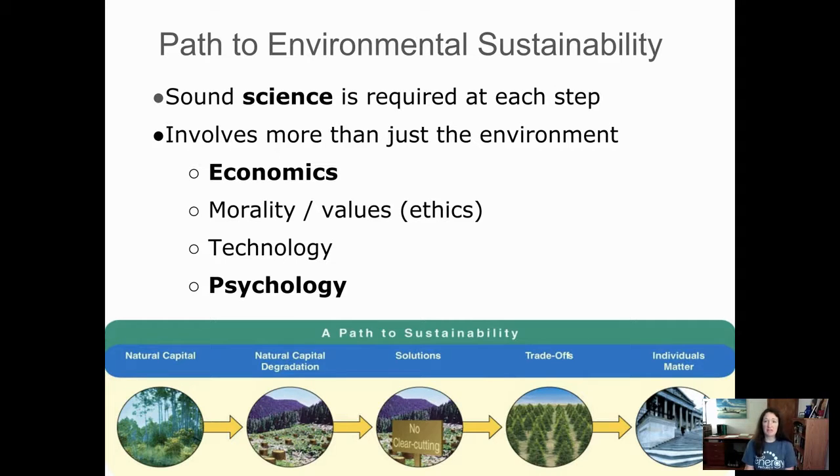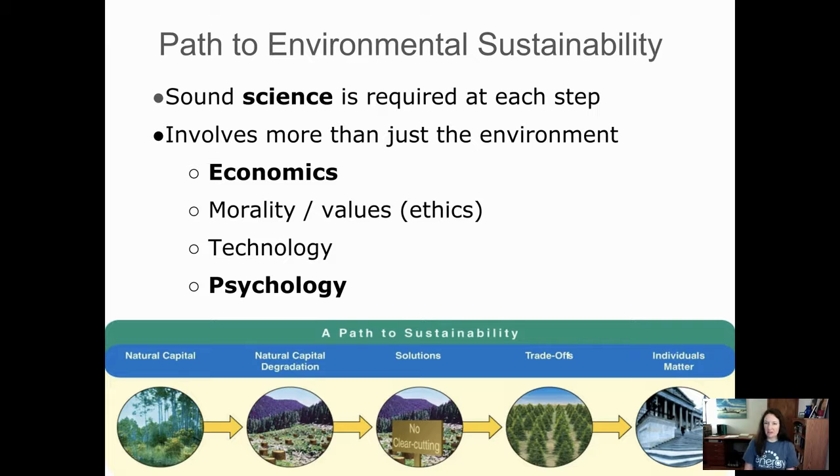But it's not just the environment that we look at in environmental science, because economics plays a huge role. And in our podcast this week, on can corporations fix climate change, I think is the name of the title, you'll see that economics plays an enormous role, especially in developed countries like the US.